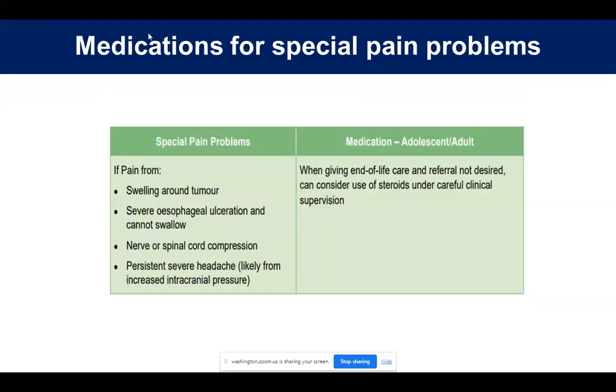Medication for special pain problems. Special pain, if pain is swelling around tumor, severe esophageal ulceration, he or she cannot swallow, nerve or spinal cord compression, persistent severe headache is there. So when giving end of life care, referral is not desired. You can always use steroids under clinical supervision.